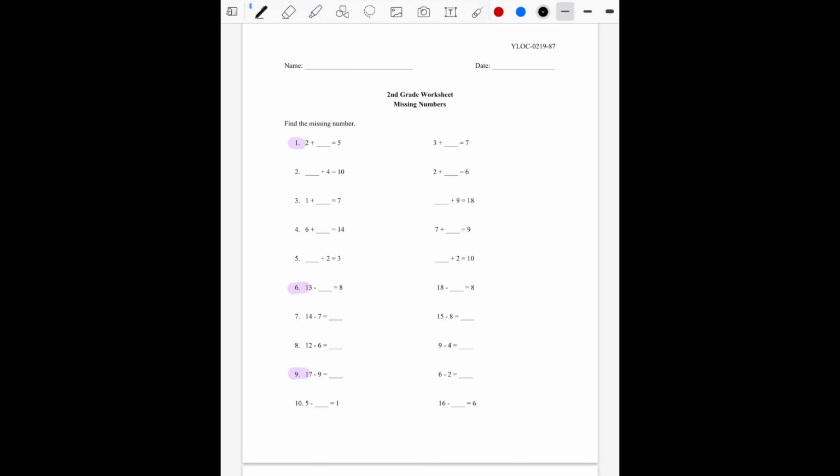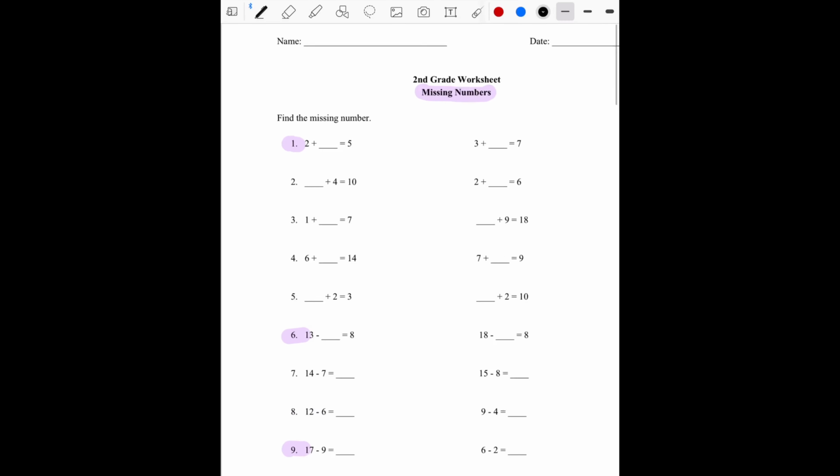Welcome back to lesson 2 for second grade math. And today we're going to be dealing with missing numbers. So once again, we're going to be doing the problems that are highlighted in purple. So let's get started. I'm just going to zoom in a little.